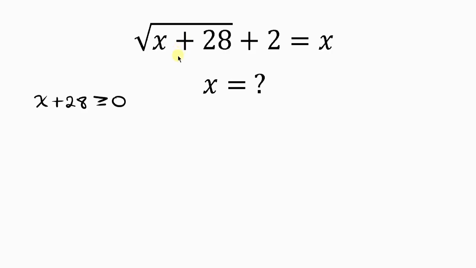Now, our first step is to move 2 to the right-hand side, leaving the square root of x plus 28 on the left-hand side, equal to x. As 2 crosses to the right, it becomes minus 2. Very good. So our next step is to get rid of the radical.